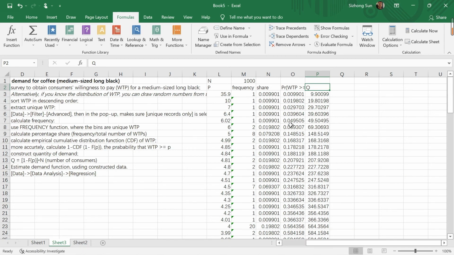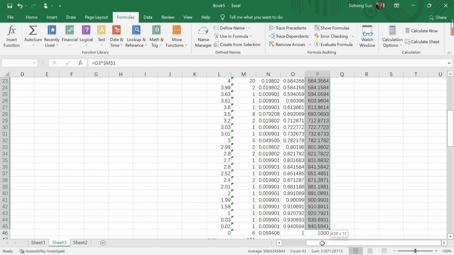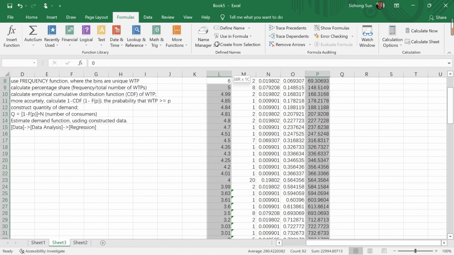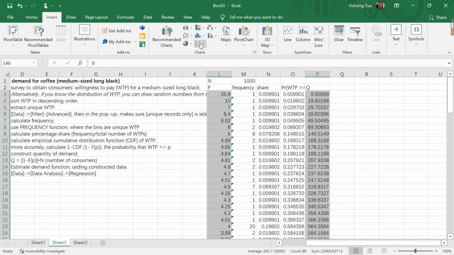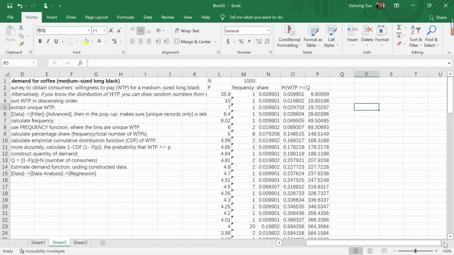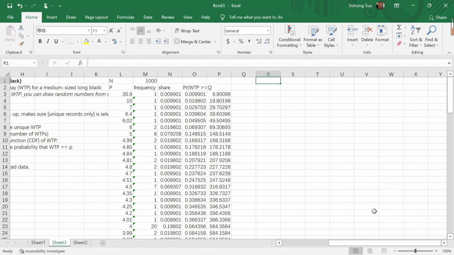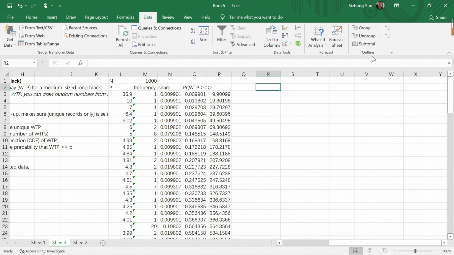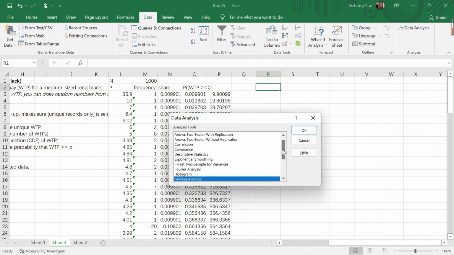So I have the data, the quantity demanded for the coffee and the price. We can draw a scatter plot, something like this, and we want to fit a straight line over these data points. To do so, let's use OLS. We have the dependent variable quantity and the independent variable price. So let's run a regression.